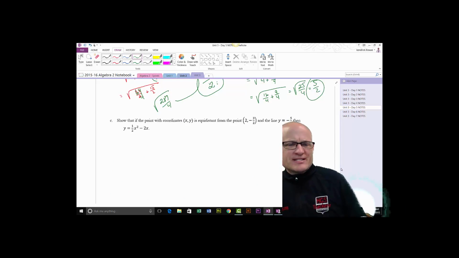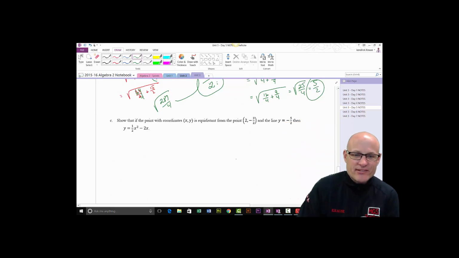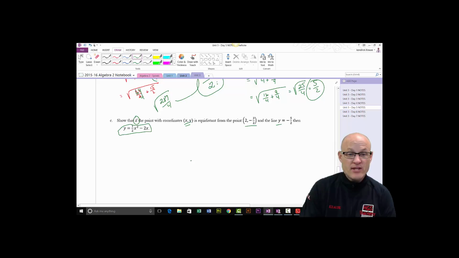Show that the point with coordinates x, y is equal distance from those 2 points. So here's how we're going to do it. What it's going to end up doing is, show that if the point with the coordinates of x, y is equal distance from both of these, then this is the equation of the line. I think I forgot to finish, but that this is then the graph or the parabola that describes any point x, y equal distance from these 2 points. Okay, so that's what we're going to do.